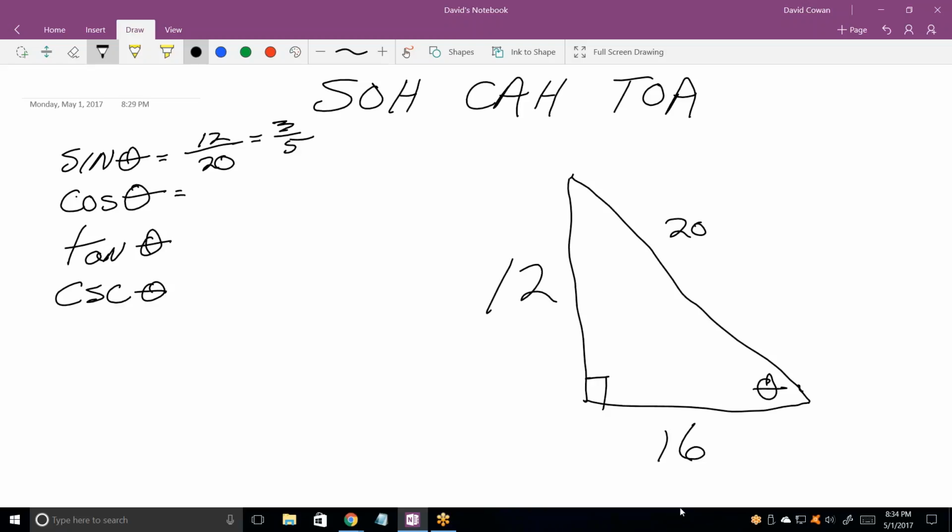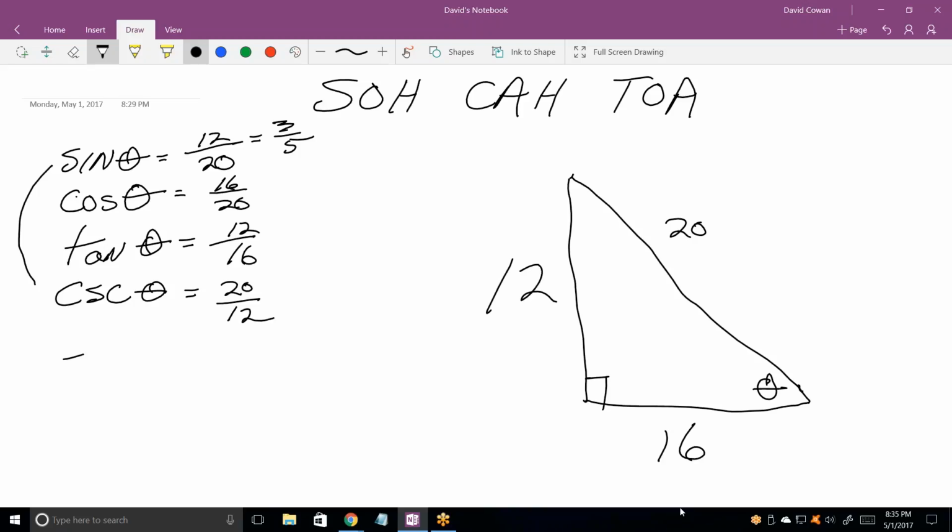What's cosine of theta? Adjacent over hypotenuse, so 16 over 20. Tangent of theta? That's opposite over adjacent, so 12/16. Cosecant of theta? Let's see here. Is that 16 over 12? Or not 16 over 12, 20 over 12. Yeah, it's the reciprocal of sine. So whatever sine is, it's the reciprocal of it.